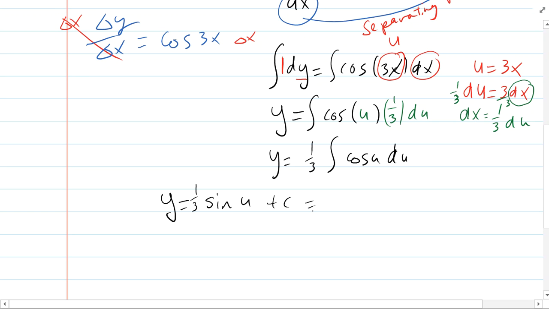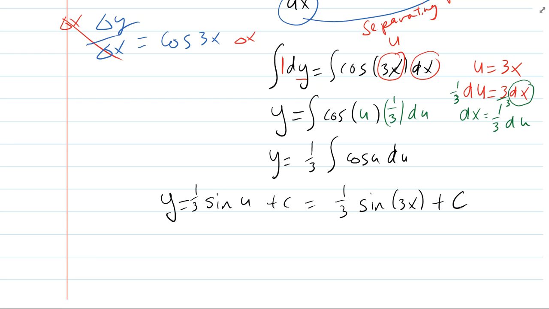Well, what was my u? 3x. So we put it back, and we get 1/3 sine of 3x plus c. And was that what you were taught before when it was cosine of ax? Its antiderivative is 1 over a sine of ax plus c. This is why that rule worked.